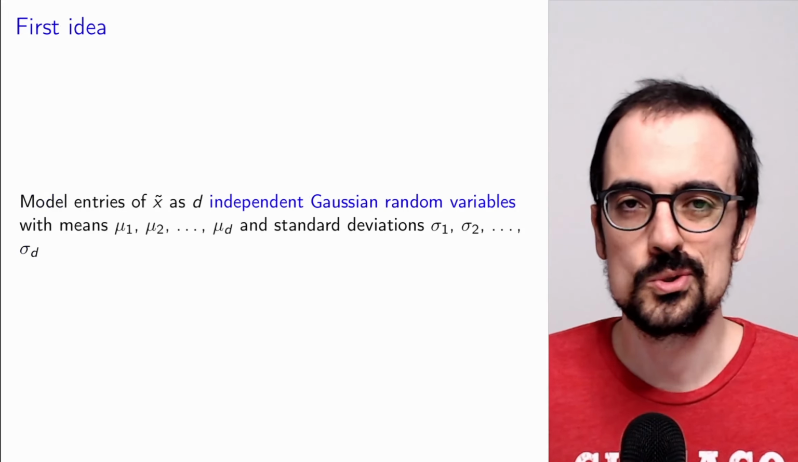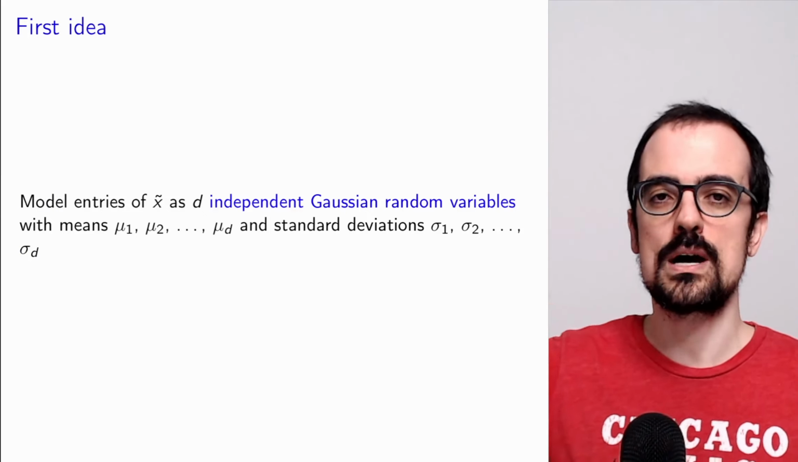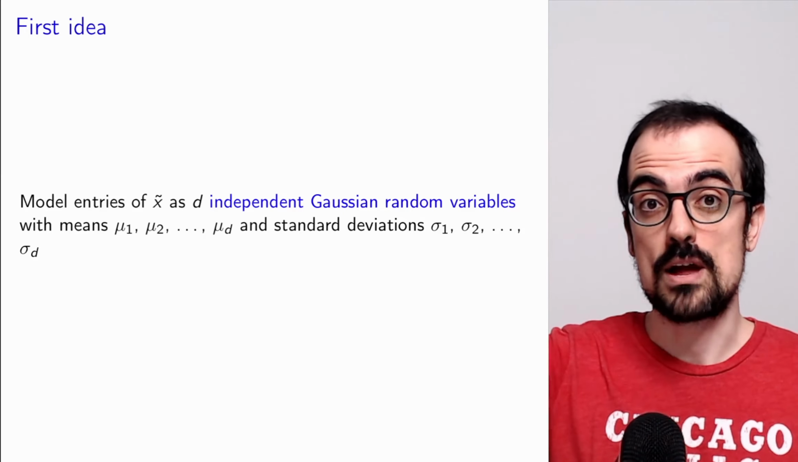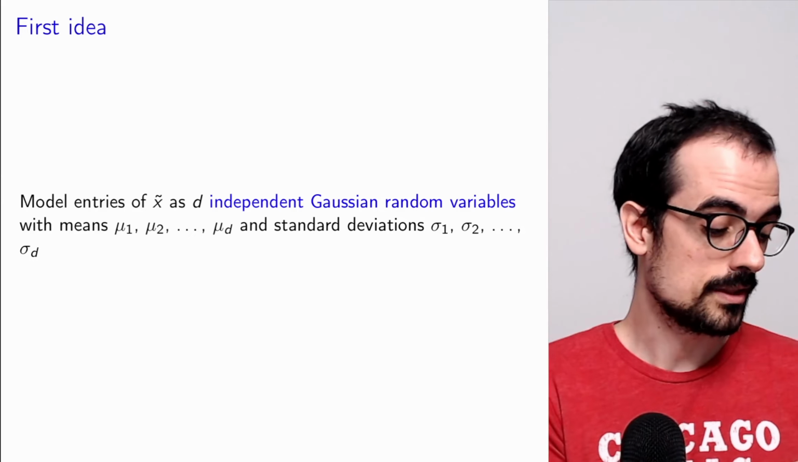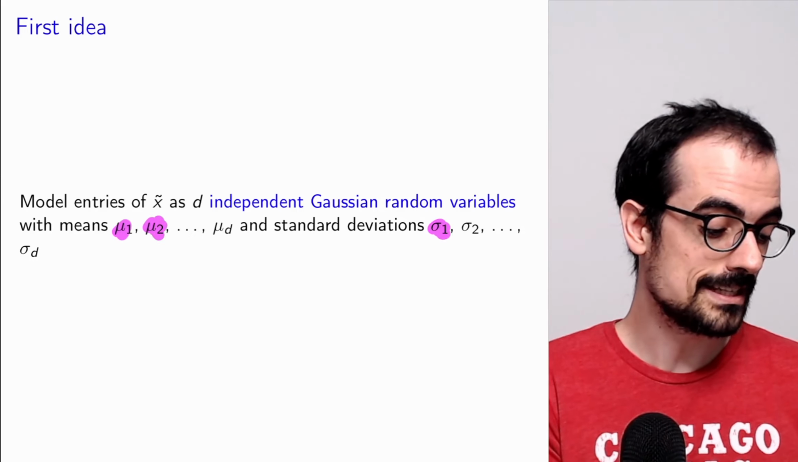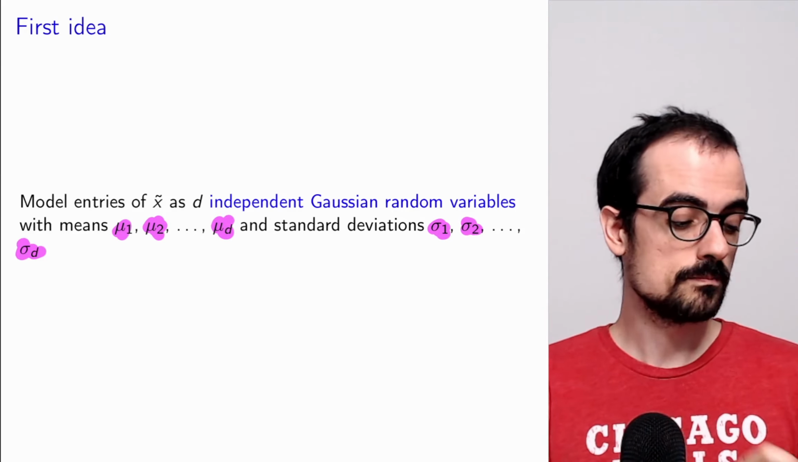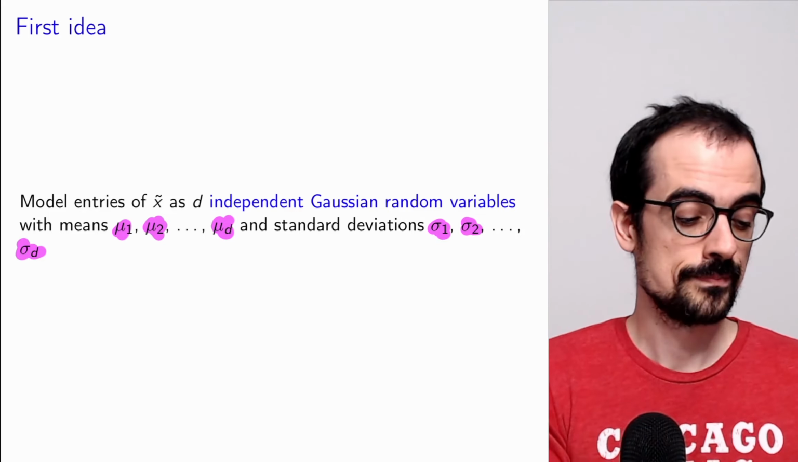Let's start with a first very simple idea, which is we know how to model separately random variables as Gaussian random variables. We just estimate their mean parameter and standard deviation parameter, and we can do that for each entry in a random vector. We can just do that so that we're going to basically have a Gaussian model in each entry.